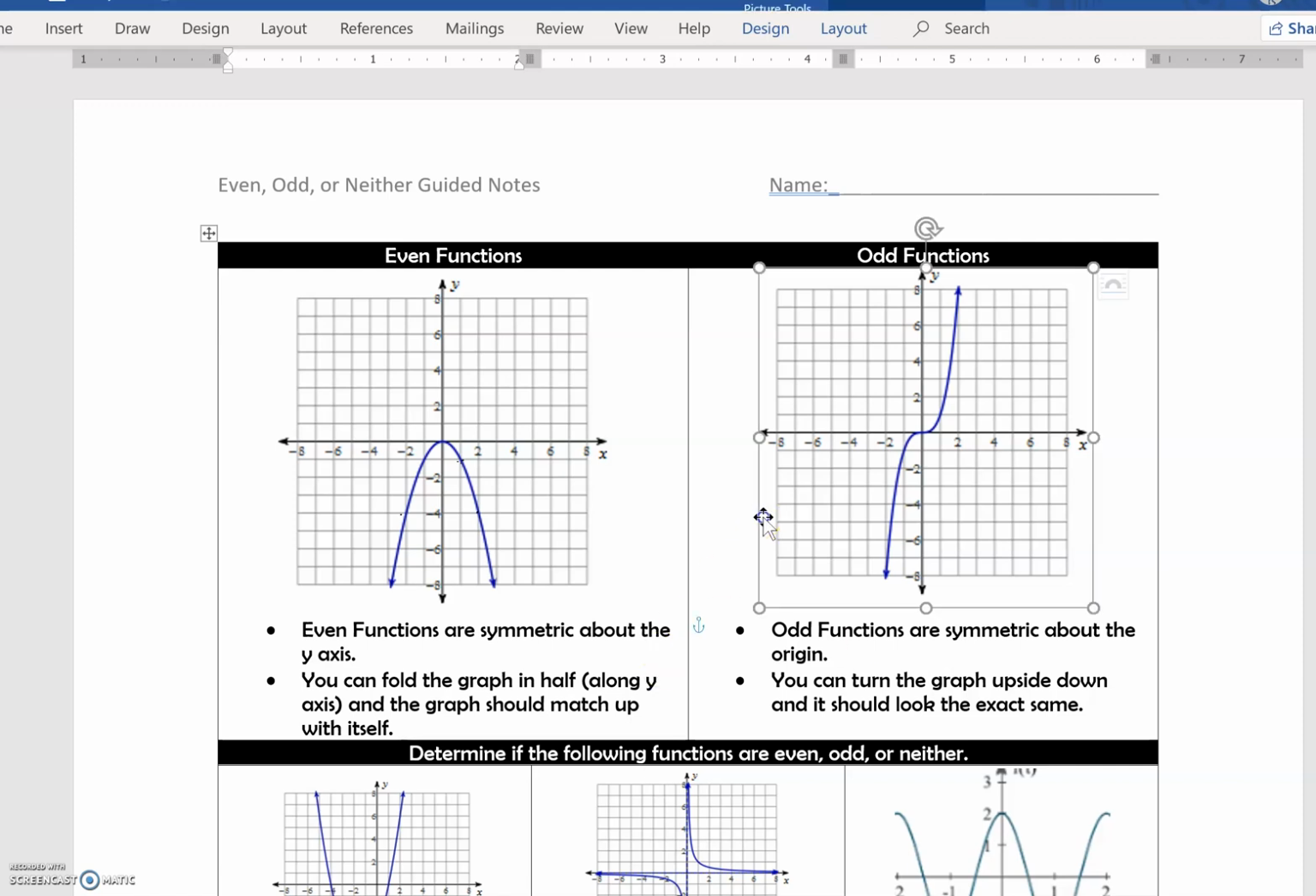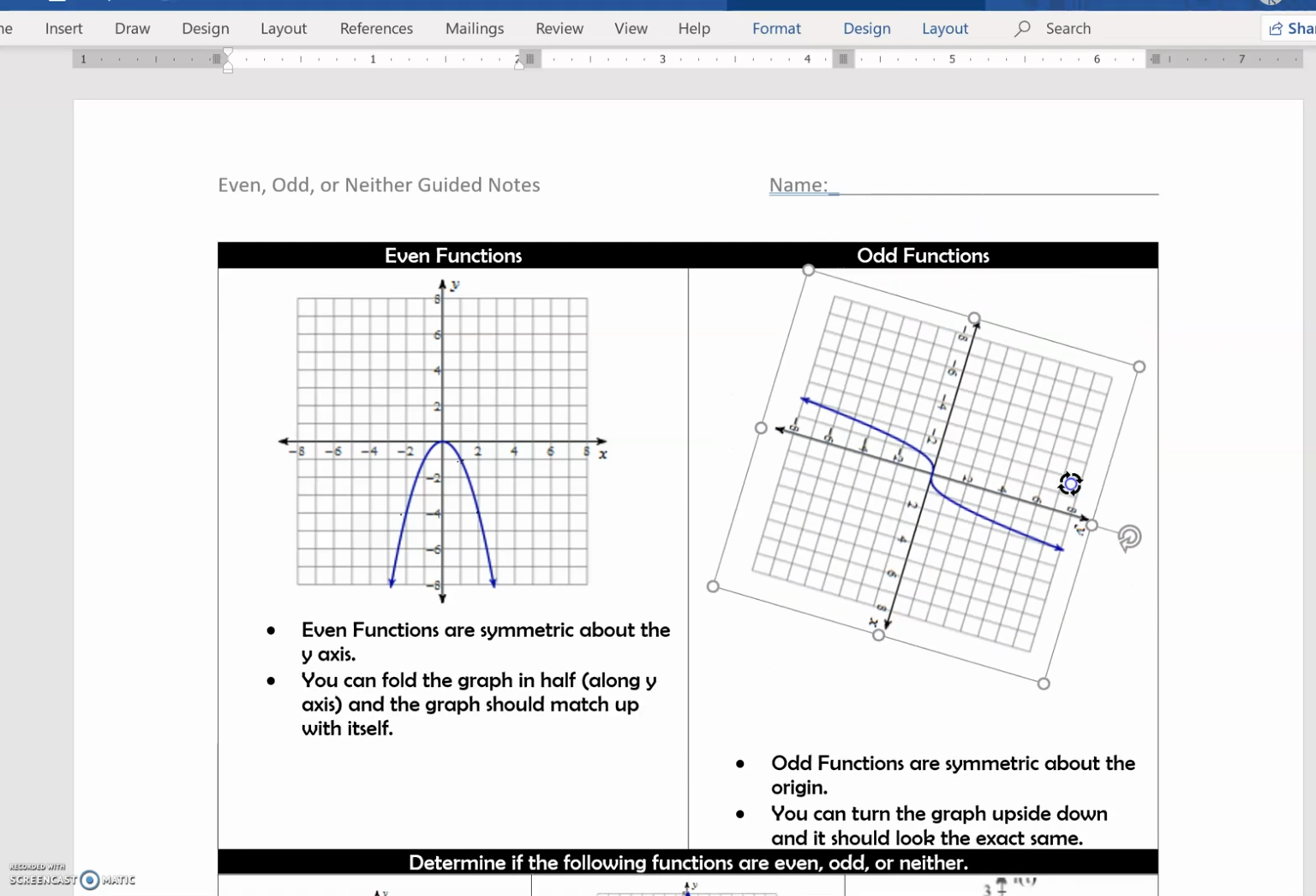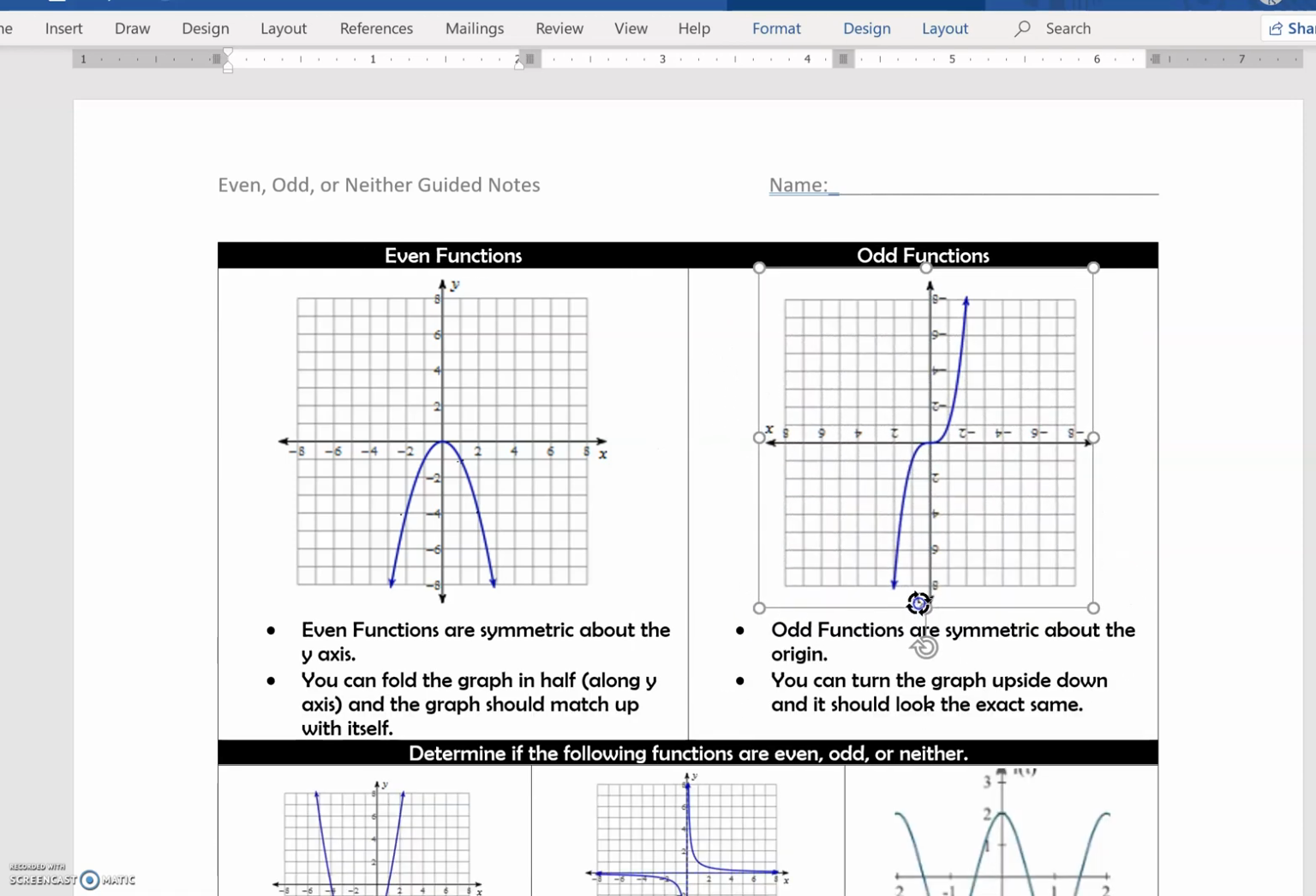So I'm actually going to do that here. It's going to kind of mess up the picture for a little bit, but remember we're going down on the left and up on the right. So if I rotate my graph 180 degrees, you can see I'm still going down on the left and up on the right. So it is an odd function.